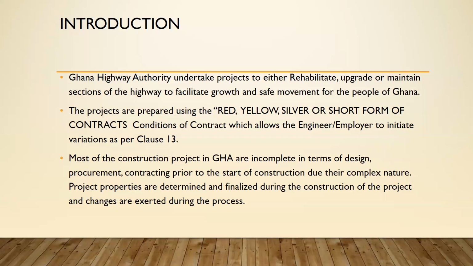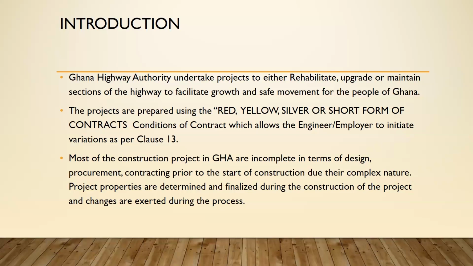Maybe we have some young engineers who might not know what the red, yellow, or the silver book are. Now, the red book is the conditions of contract for construction. For that one, the contractor constructs the works in accordance with the design provided by the employer. Now, the yellow book is the conditions of contract for plant and design build. And with that, the contractor designs and provides in accordance with the employer's requirement.